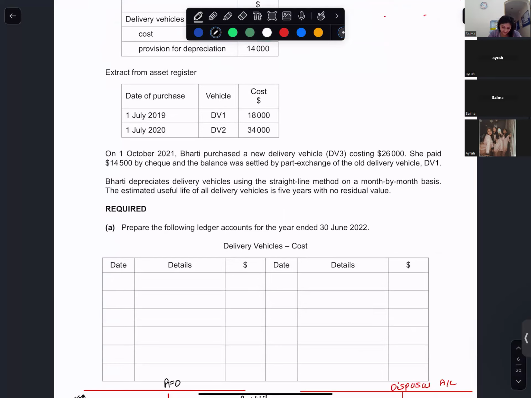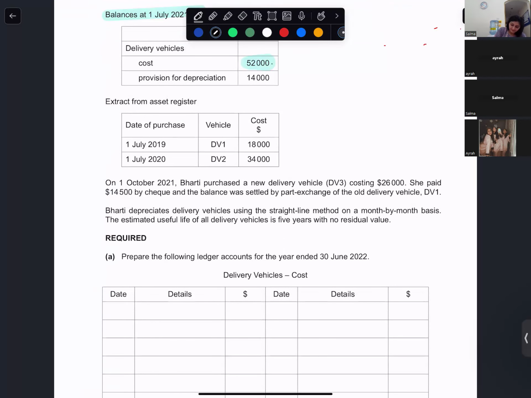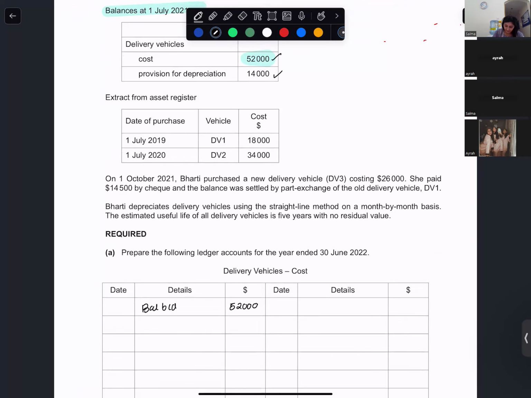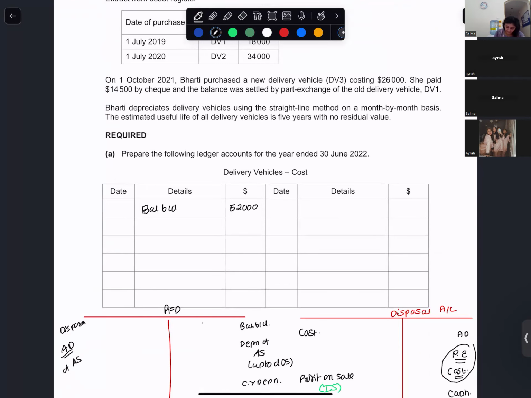Where will you write this? The cost you'll write on the debit side of the vehicle account. And then the provision for depreciation you'll write on the credit side of the provision for depreciation account. So this is the balance.